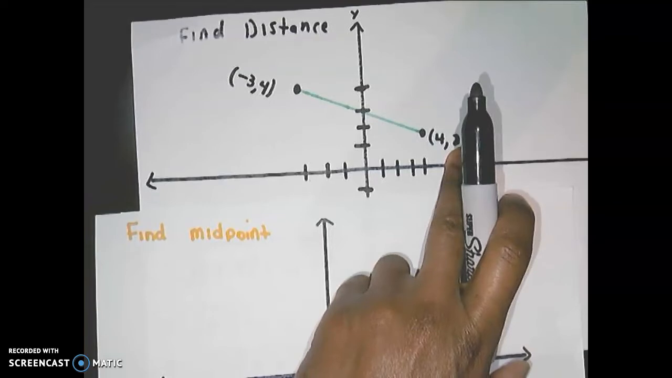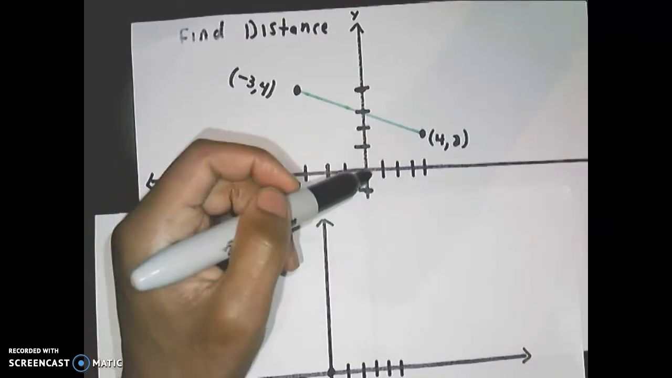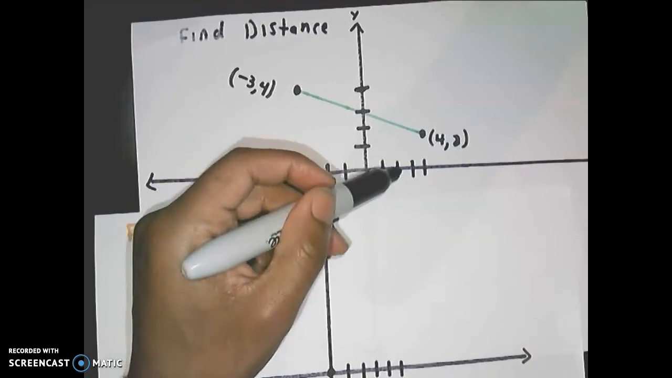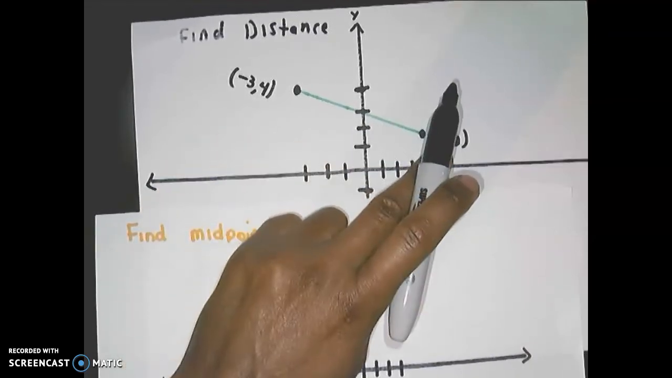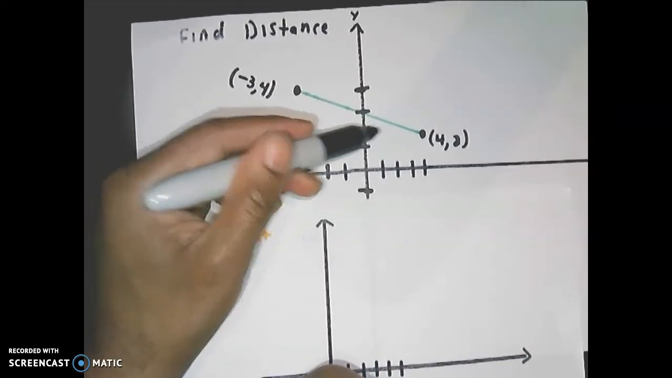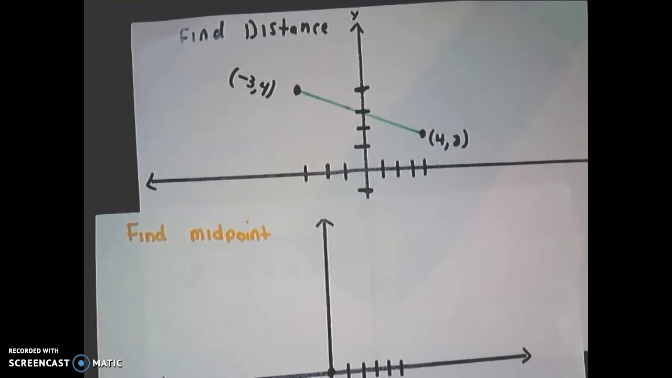And then this point over here, let's just verify that it is 4, 2. Start at the origin, go to the right, 1, 2, 3, 4, so that is 4, and then start at the origin and go up, so that's 1, 2, so that is 4, comma 2. And now we want to find the distance.